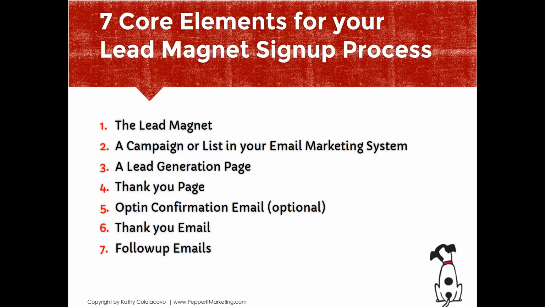Number 1 is the lead magnet. You want to actually have something you're giving away, of course. Number 2 is you're going to need a campaign or a list or some sort of setup in your email marketing system so that people can sign up on your website on that number 3 item, the lead generation page, and then the lead magnet gets delivered automatically somehow in one way or another, using any of a variety of types of email marketing systems out there.